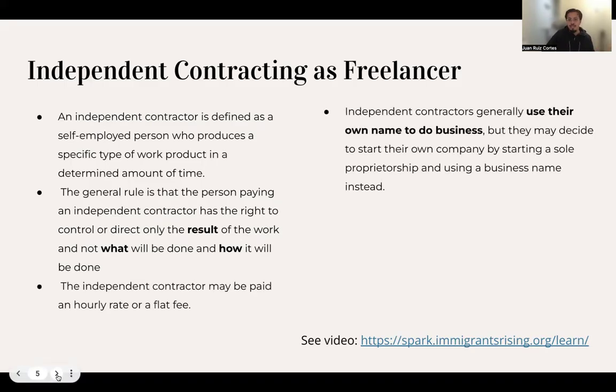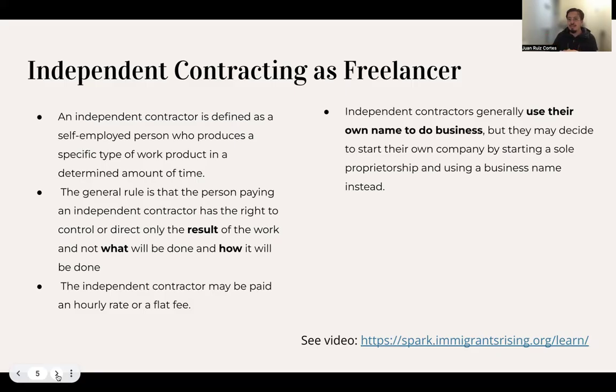Independent contractors generally use their own name to do business, but they may decide to start their own company by starting a sole proprietorship and using a business name instead. So maybe some of you have heard of folks who start a business, just scaling up one level above working as a freelancer with your name. Let's stick to the website development example. You go to your city hall and you file a fictitious business name.